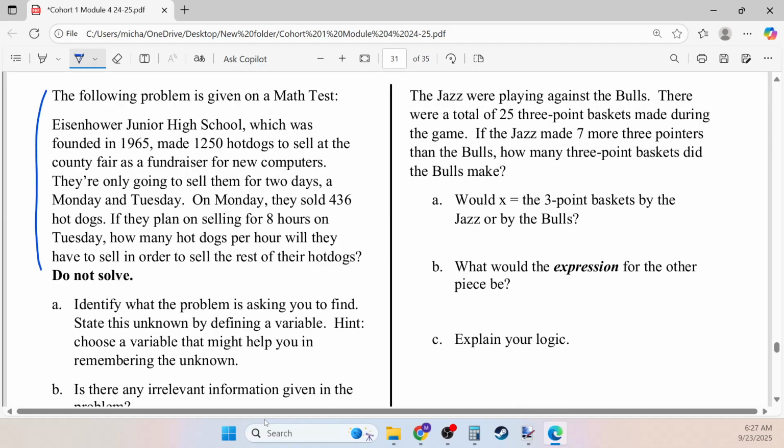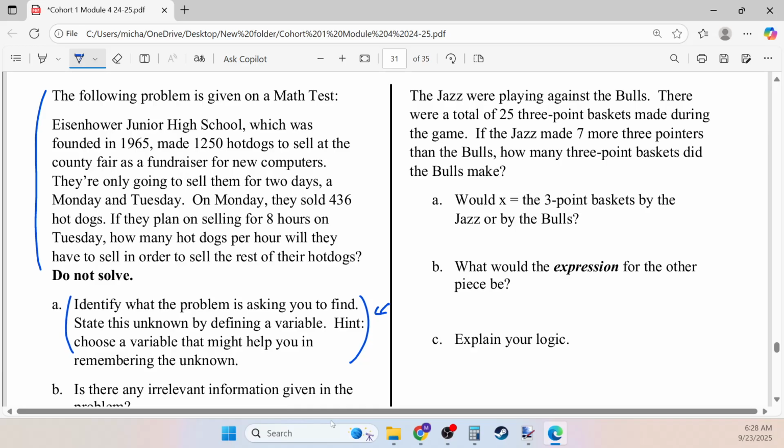So we have a long paragraph here. And so what we're going to do is check to see what we're asked to do first and then go back. Identify what the problem is asking you to find. State this unknown by defining a variable. Hint: choose a variable that might help you in remembering the unknown. What it means by that is often you might take the first letter of what you're trying to look for and use that as the variable name. Anyway, all we have to do right now is identify what the problem is asking you to find.